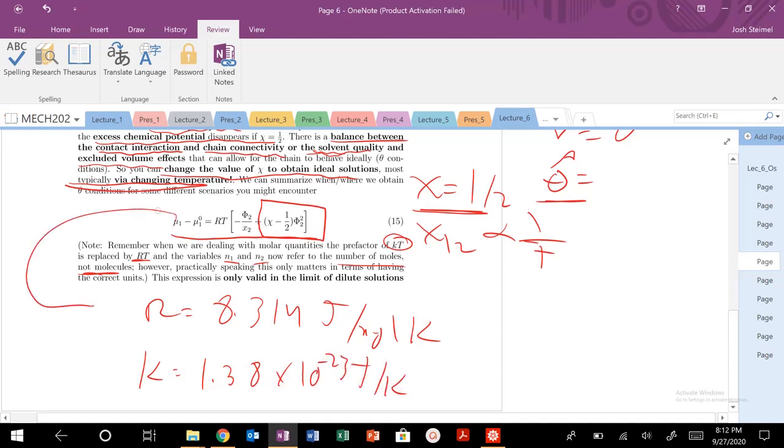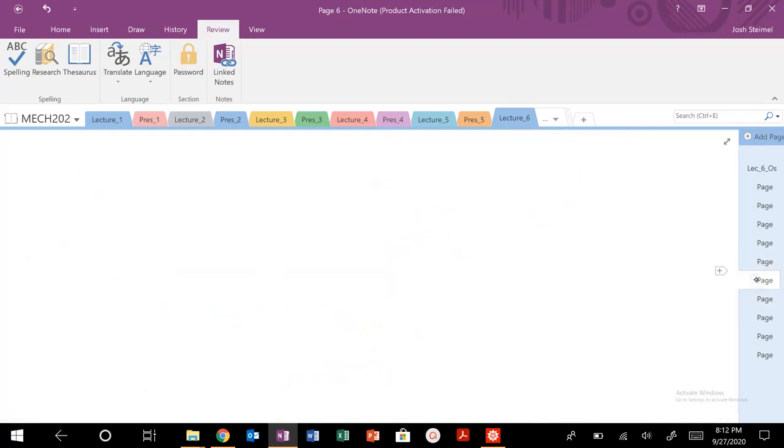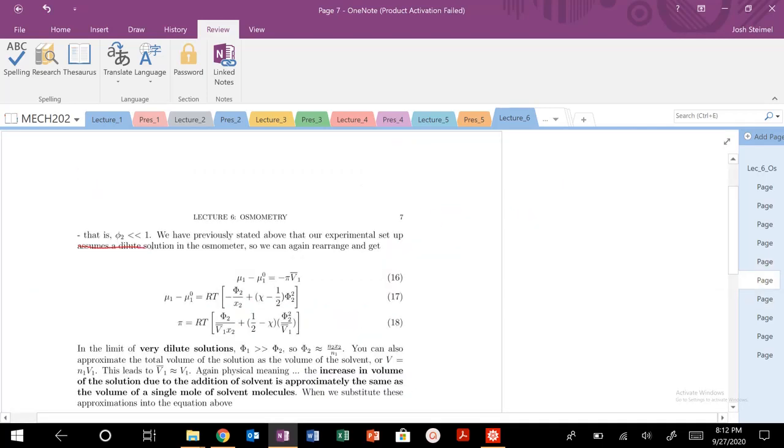Remember, this expression is only valid in the limit of our dilute solution case, so phi2 much less than 1, and you could get this expression. We derived previously that the difference in chemical potential of our solvent minus that initial state is just our osmotic pressure times the molar volume of our solvent. We have this expression here. We just derived this expression with our ideal solution and our excess chemical potential, and now we can substitute it in, and we get this expression, which we are going to analyze much more.